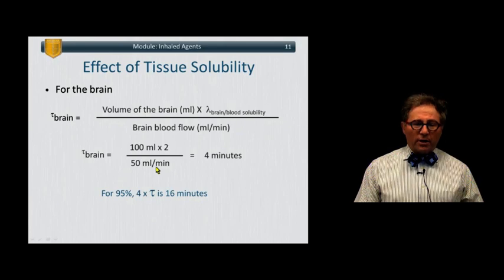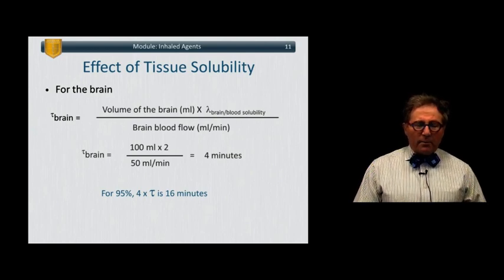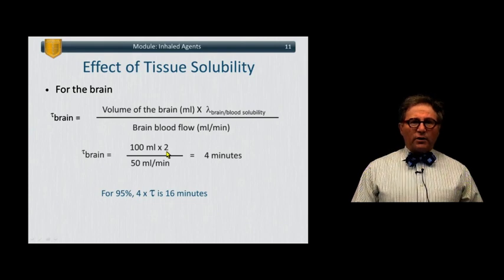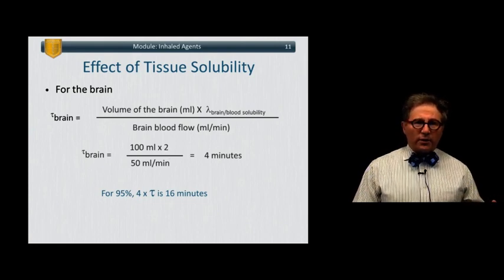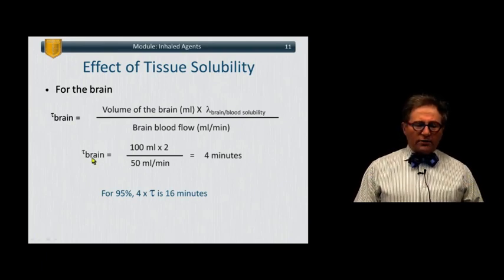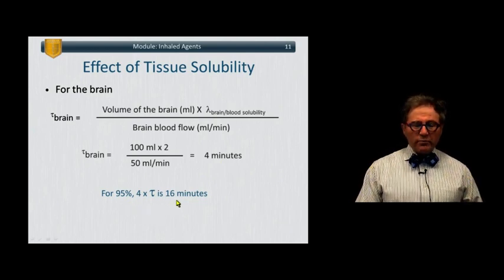And those are pretty constant and normalized, constant numbers for all ages. But the difference that may affect the time constant is the blood solubility, brain solubility. And in this case, when the brain blood solubility is 2, the time constant for the brain is 4 minutes, which means that about 95% equilibration, which occurs after 4 time constants, is about 16 minutes.